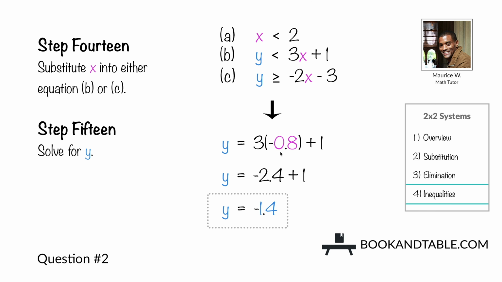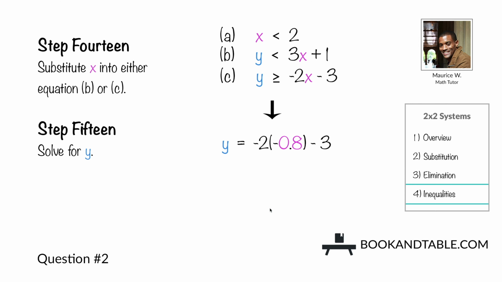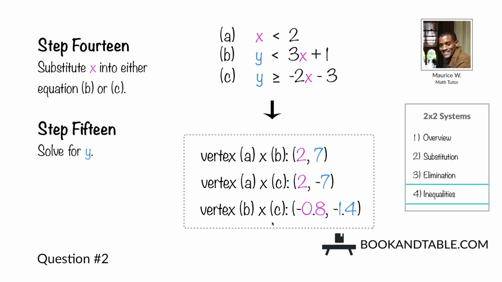But you also could have plugged in -0.8 into C. So if you did that, you should get the same value for y. -2 times -0.8 is positive 1.6. Minus 3 gives you -1.4 for your y. And with that, you have all 3 vertices where AB, AC, and BC cross each other, plus the value tables for A, B, and C.